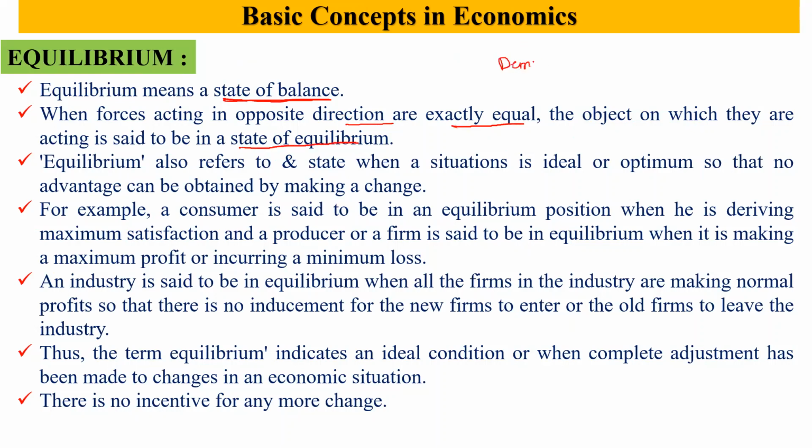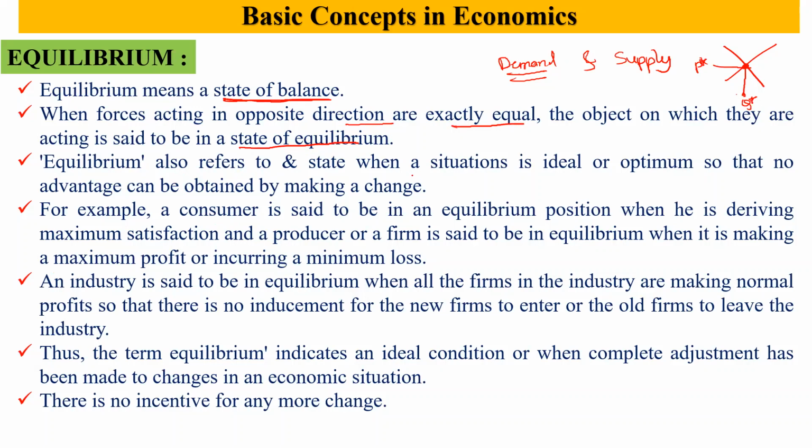Example, demand and supply. These are the two opposite forces. These are acting on the price and quantity. So when these forces are exactly equal, then we say that our price and quantity are in equilibrium. This is the equilibrium quantity and this will be the equilibrium price, the point at which demand and supply curve intersect. So when these two opposite forces are exactly equal, then they are said to be in a state of equilibrium.